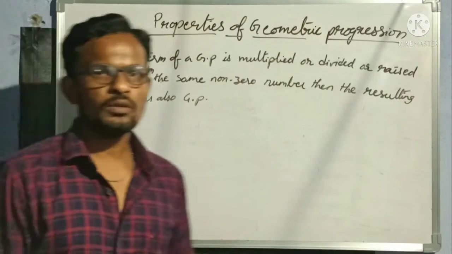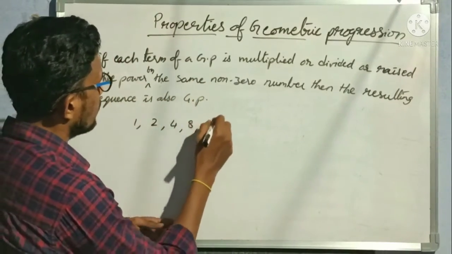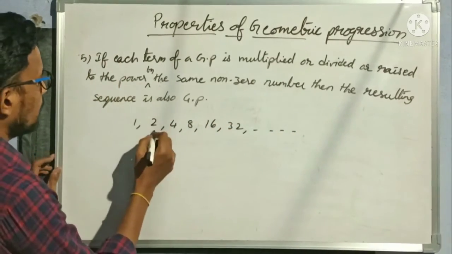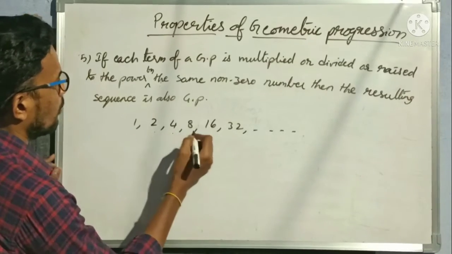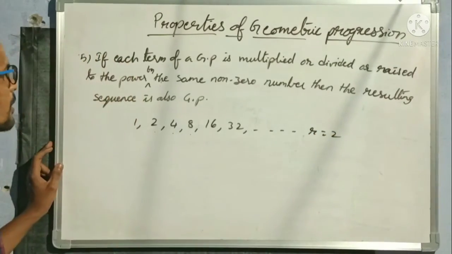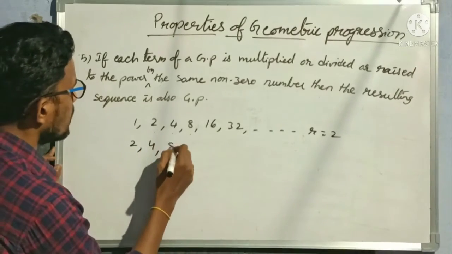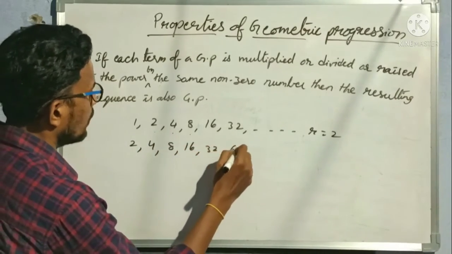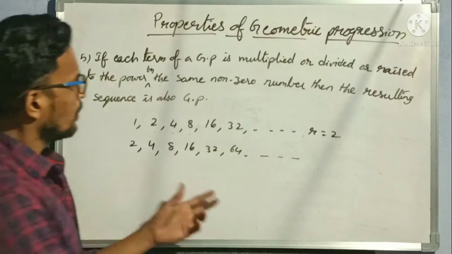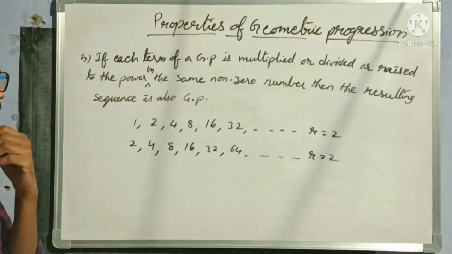So, if we take any GP, 1, 2, 4, 8, 16, 32 and so on, this is a GP, right? So 1 is multiplied by 2, we get 2, 2 is multiplied by 2 is 4, 4 is multiplied by 2 is 8, like that. So here r is equal to 2. If each term is multiplied by 2, then 1 into 2 is 2, 2 into 2 is 4, 4 into 2 is 8, 8 into 2 is 16, 32, 64 and so on. So here also we are getting a GP, right? So here also r is equal to 2.